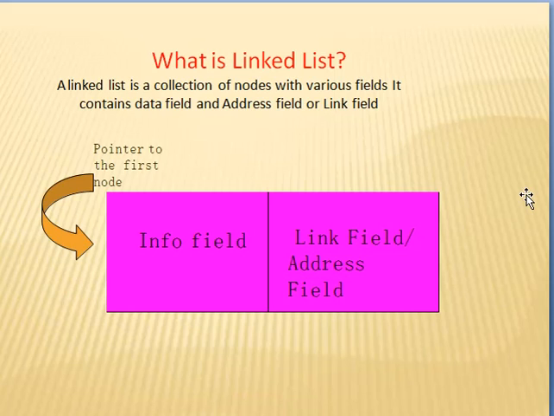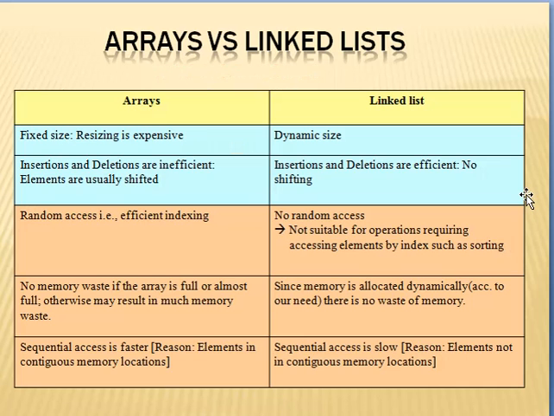The information field, or the data, is always placed at the left side of the node, and the right side of the node carries the link field or address field.